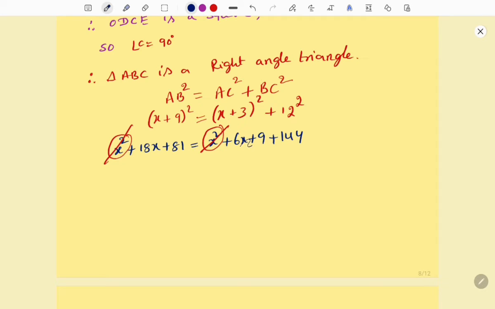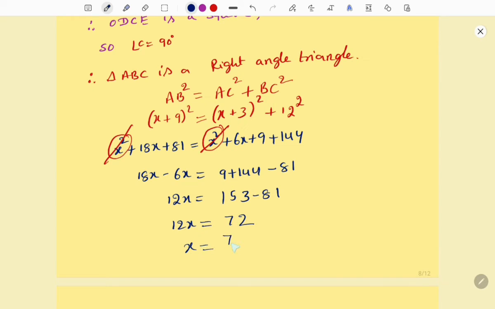Now you can write the x terms on this side. So 18x minus 6x is equal to 81 taken to that side, so 9 plus 144 minus 81. Simplify this: 18 minus 6, 12x is equal to 144 plus 9, that is 153, minus 81. Therefore, 12x is equal to 153 minus 81, which is 72. Therefore, x is equal to 72 by 12, that is equal to 6.